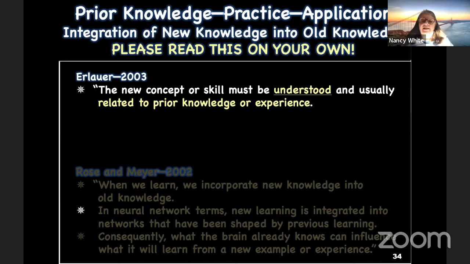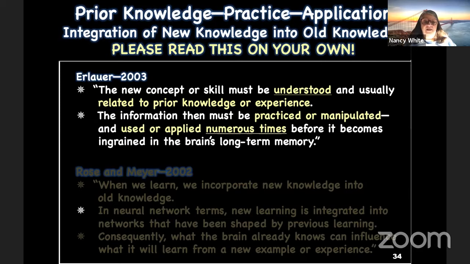Understood. We don't expect kids to be able to apply information that they don't understand, nor do we expect them to remember it for very long. They may be able to memorize it long enough to get it in an answer on a test, but if they don't understand it, it's not going to stick. Information then must be practiced or manipulated, used or applied numerous times in numerous contexts before it becomes ingrained in the brain's long-term memory.